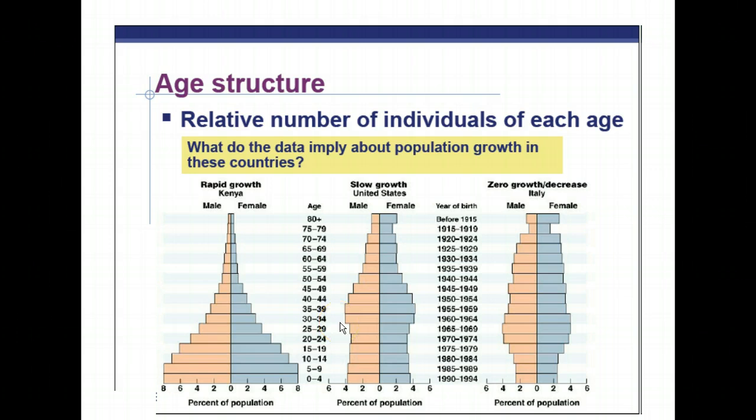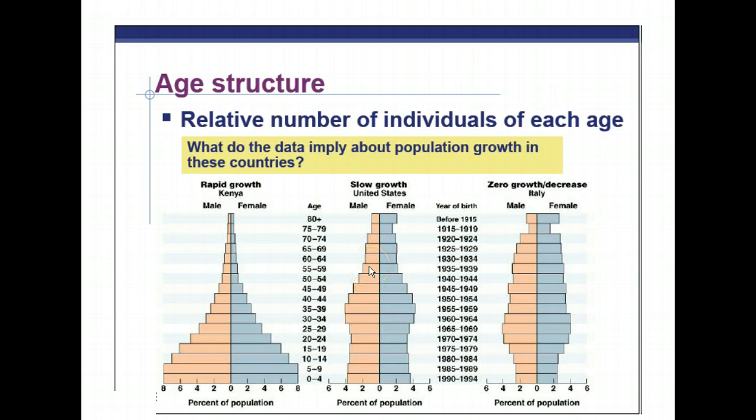Now, what's the relevance of this? As the population that's young gets older, they reach reproductive age, they start having their own kids, and the population is going to increase rapidly. This age structure pyramid, where you have lots of kids, but not lots of middle-aged or old people, is indicative of a rapidly growing population. India also has this rapid growth age structure pyramid.